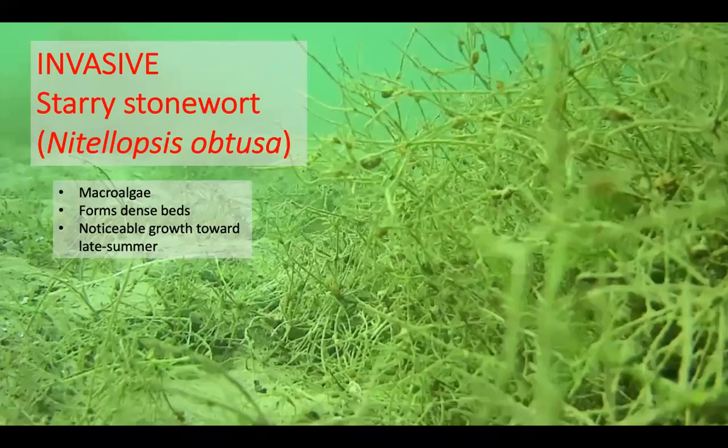So next up is invasive starry stonewort. So this is actually a macroalgae. So if you squish this species between your fingers, it'll actually pop, and that's because it's an algae. It forms really dense beds, and its most noticeable growth is toward the late summer.